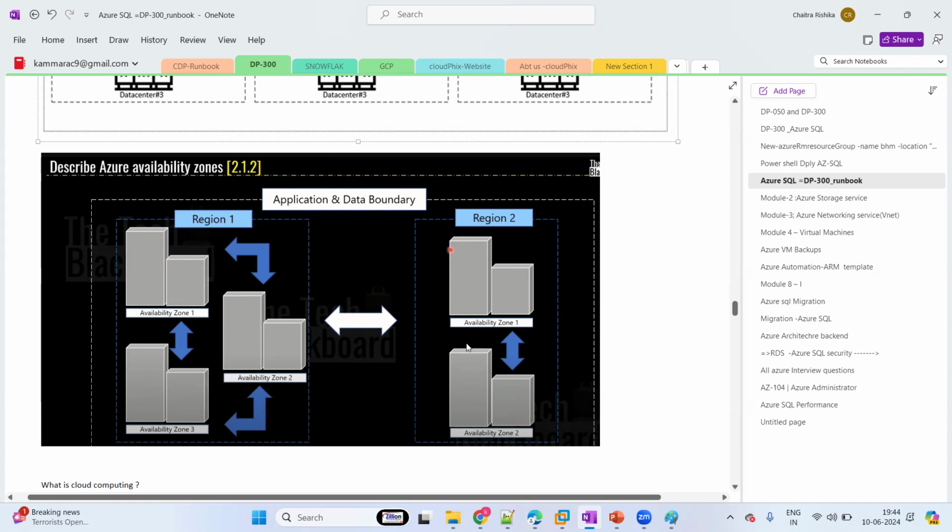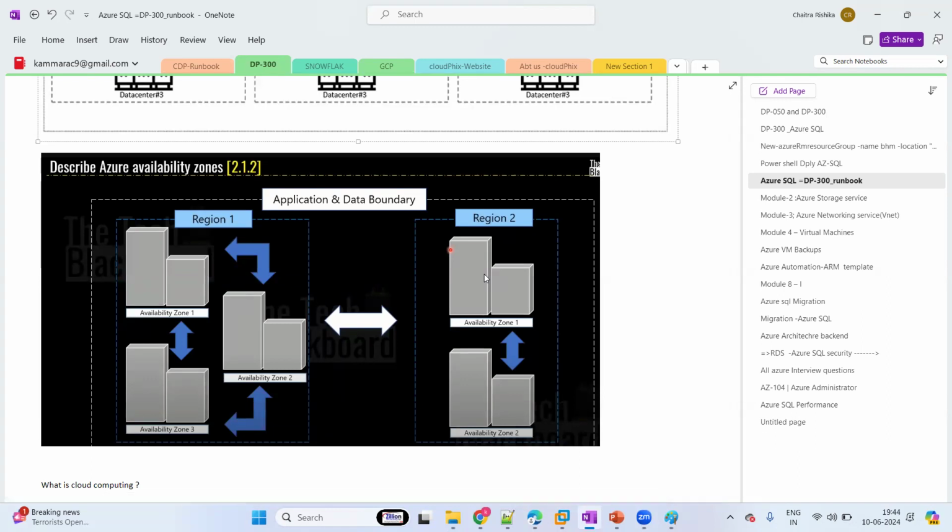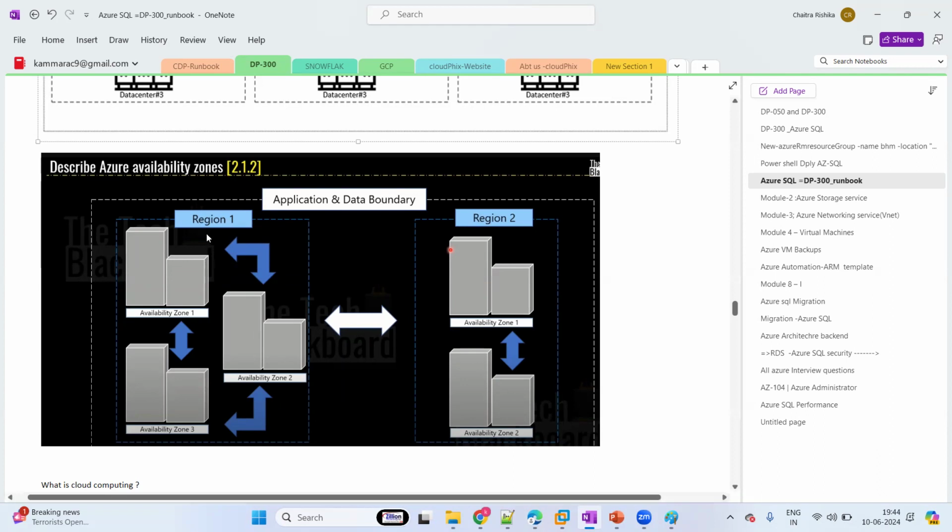So what is the benefit of these paired regions? You pay for a single region's cost, but by default Microsoft is going to make use of region 2 as well. When you create your VMs or databases under the paired regions, a combination of regions, and the data center completely collapses, still your data and workloads keep running in region 2 as well. So this is at a high level.